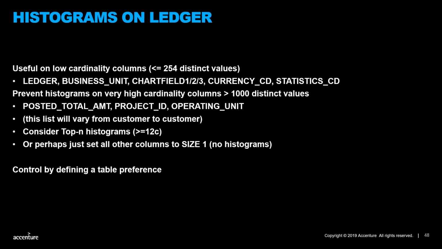I find it useful to have histograms on ledger low cardinality columns, up to 254 distinct values really. I would prevent the collection of histograms on very high cardinality columns where you've got more than 1,000 distinct values. So things like posted total amount, and for us, project ID and operating unit, had too many distinct values. In 12C, you can use top N histograms and they work better than height balanced. But perhaps for all the other columns, you just say, I don't want histograms. And you would control this by setting a table preference.